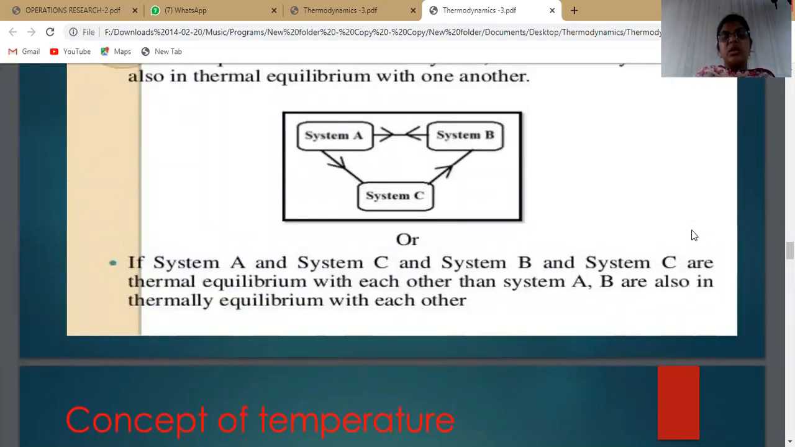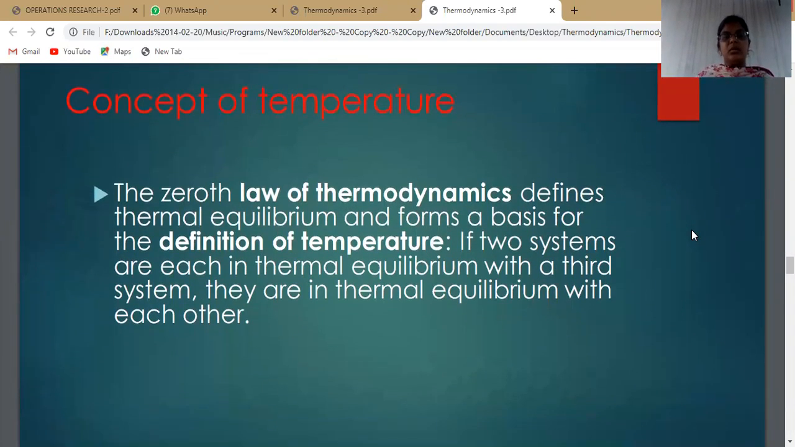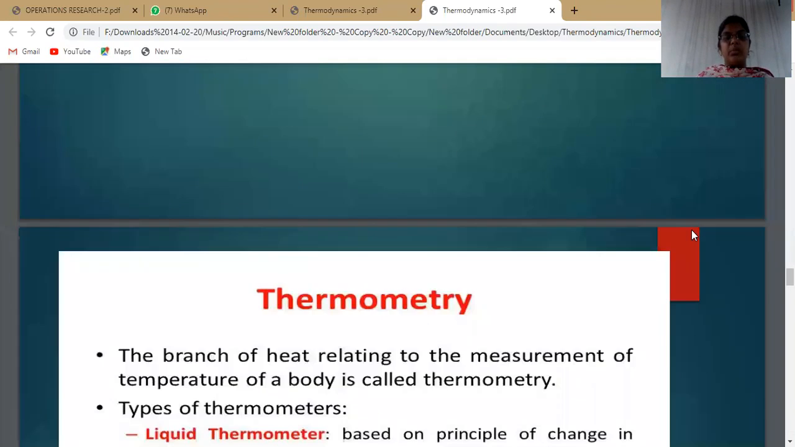Now two systems are taken. System A with system C is in thermal equilibrium, so both are at 50 degrees centigrade. System B with system C, both are in equilibrium. So system A and system B are also in equilibrium. So the zeroth law says they are in thermal equilibrium with each other. That is the concept of temperature taken from the zeroth law of thermodynamics.